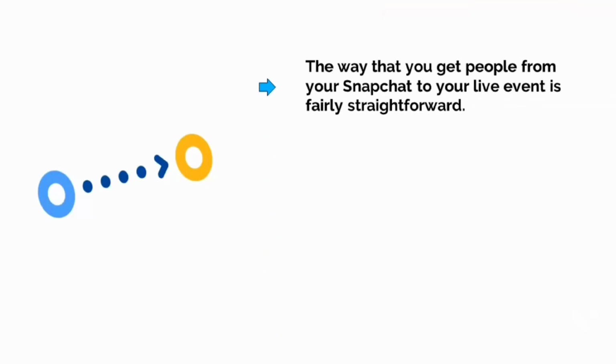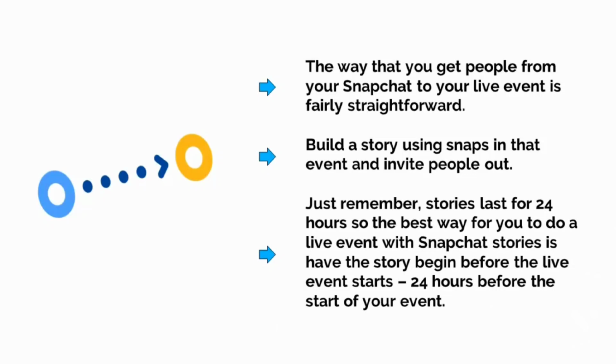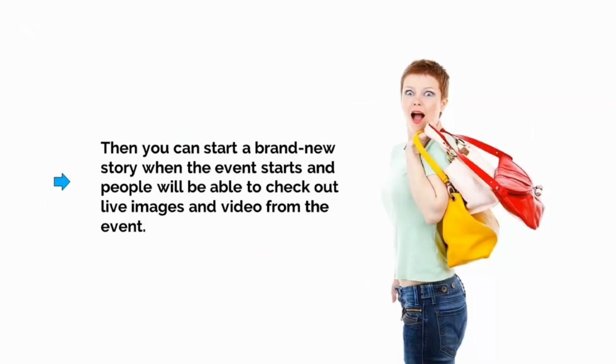The way that you get people from your Snapchat to your live event is fairly straightforward. Just build a story using snaps in that event and invite people out. Just remember, stories last for 24 hours, so the best way for you to do a live event with Snapchat stories is to have the story begin before the live event starts, 24 hours before the start of your live event perhaps. Then you can start to build a brand new story when the event starts, and people will be able to check out live images and video from the event.